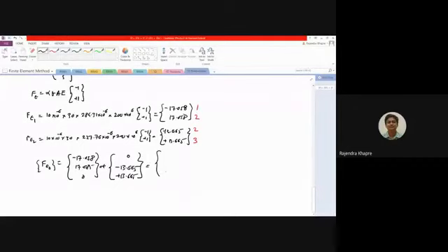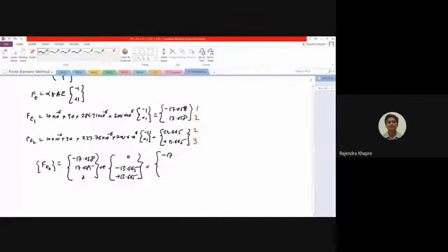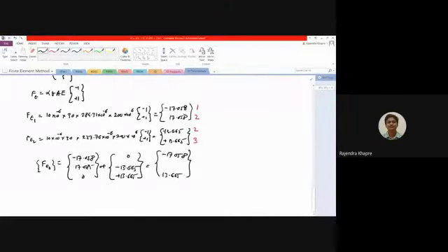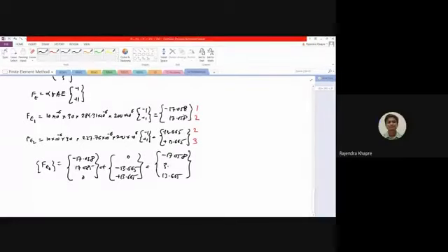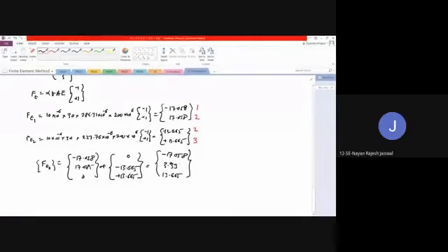Somebody please tell me. Yes, students, please tell me the values. Tell me the middle value. 17.058 minus 13.665 is 3.393. Okay, this is positive, right? So this is your force due to the initial strain.